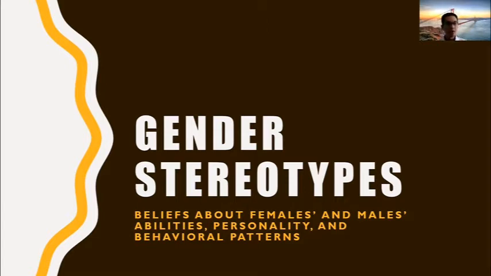So if this person belongs to this group, this person must have that characteristic. That's a stereotype. So stereotypes ignore the uniqueness of individuals. Stereotypes assume that everybody in that group has a certain feature, or everyone in the group is like that.